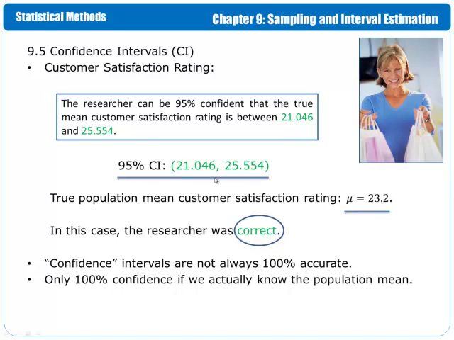People tend to like that better than just coming up with a single value and saying, well, I think it's close to this. They'd rather have an interval and say, I'm pretty sure it's within this interval. Confidence intervals, however, are not always 100% accurate. We can only be 100% confident if we actually know what the population mean is, or if our interval includes the entire possible set of values. So you could say, well, my interval is from minus infinity to positive infinity, and then you know that you're accurate, but it's not a very useful interval.